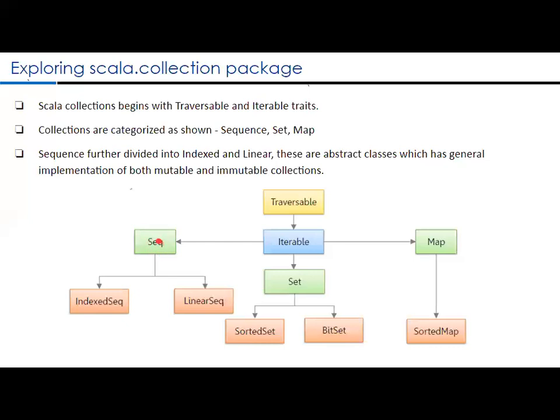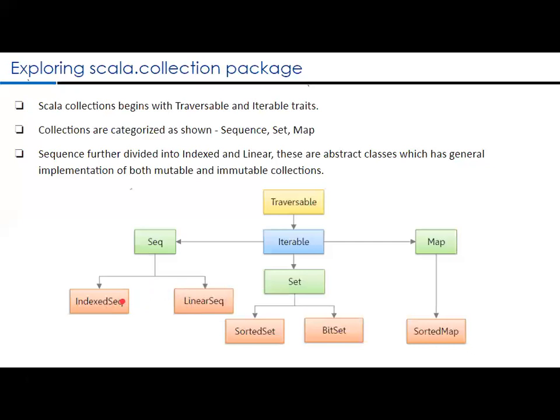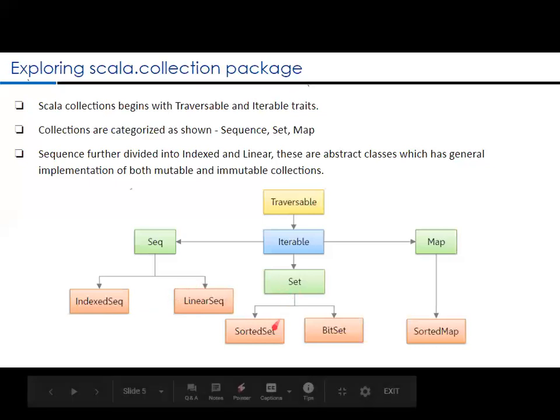Broadly, it is categorized as sequence, set, and map. This is just the hierarchy of how they have defined the collections. Sequence is further divided into IndexedSeq and LinearSeq. You can assume these are like abstract classes which have the common implementations for both mutable and immutable collections. Similarly, the set is further divided into SortedSet and BitSet.